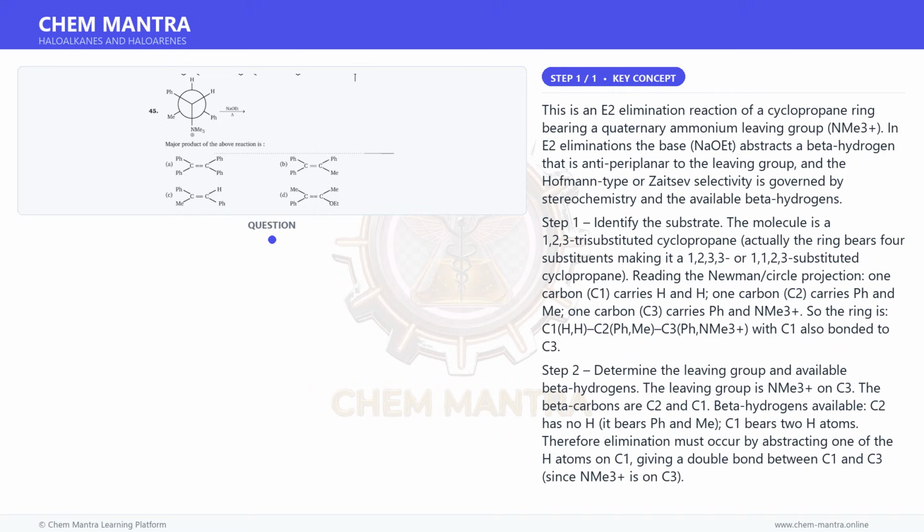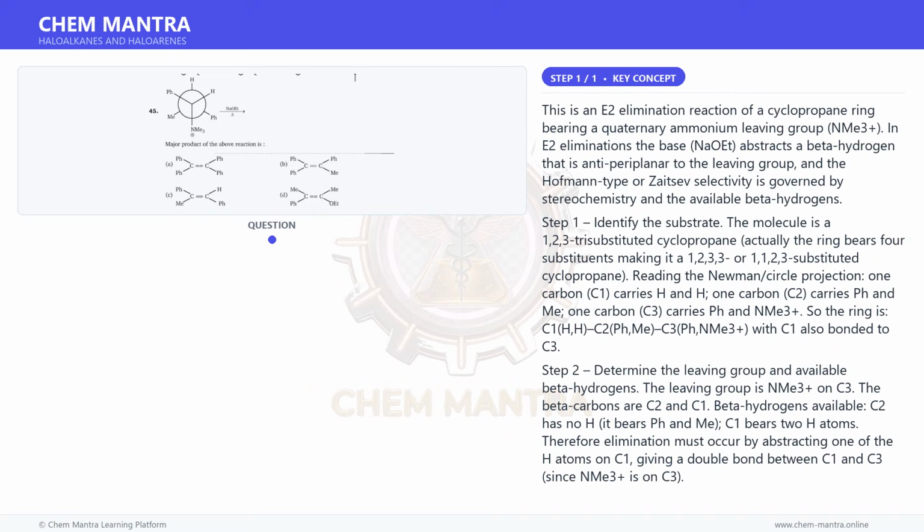Actually, for cyclopropane E2, the C-C bond of the ring between C2 and C3 breaks, the one beta to the leaving group and alpha to the H being abstracted, giving an allyl type alkene. The product is Ph Me C=CH Ph, which matches option C: Ph and Me on one carbon, H and Ph on the other carbon of the double bond.